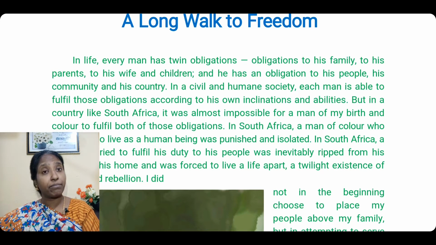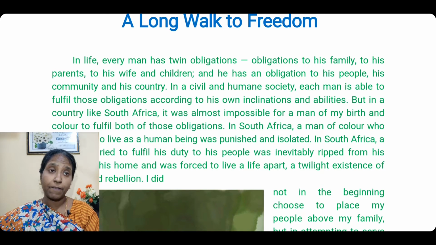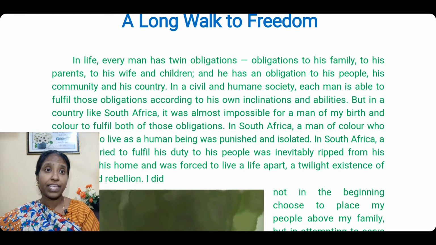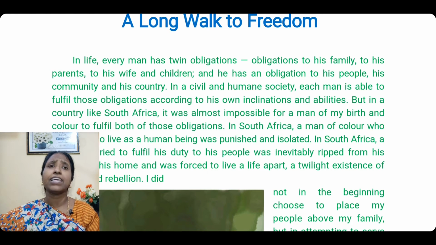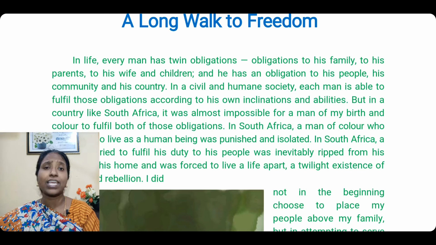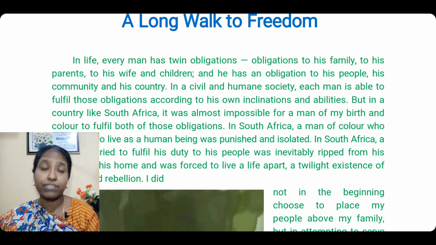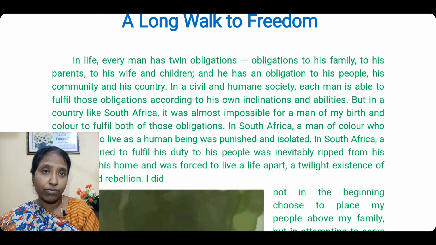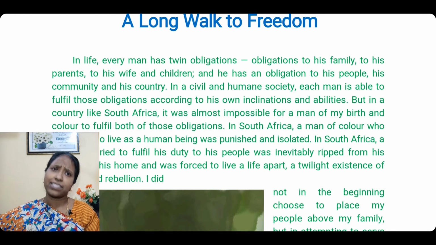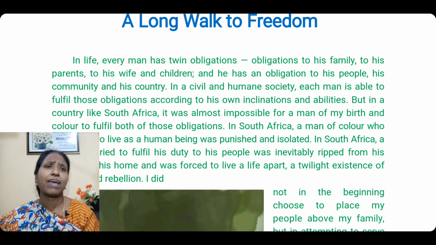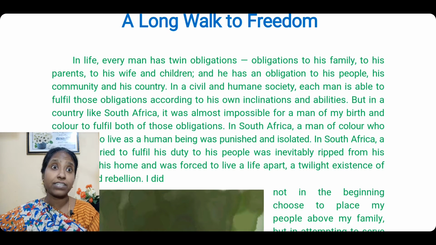In life, every man has twin obligations. Obligations to his family, to his parents, to his wife and children. And he has an obligation to his people, his community and his country. So every man has a choice. How much he loves his country, that much he does for the country. How much he loves his family, that much he does for his family. So it's according to the wish and will, and every man has a choice to do for his family as well as to his country.